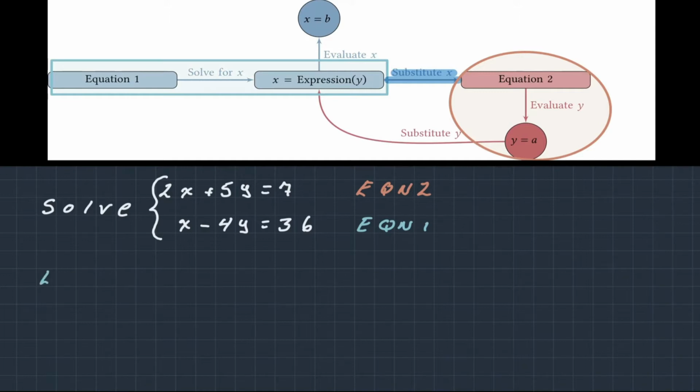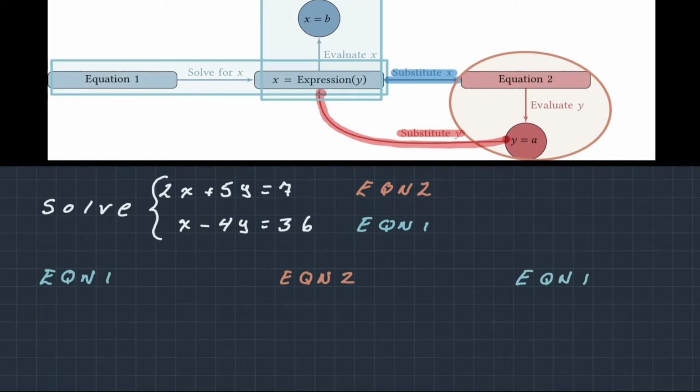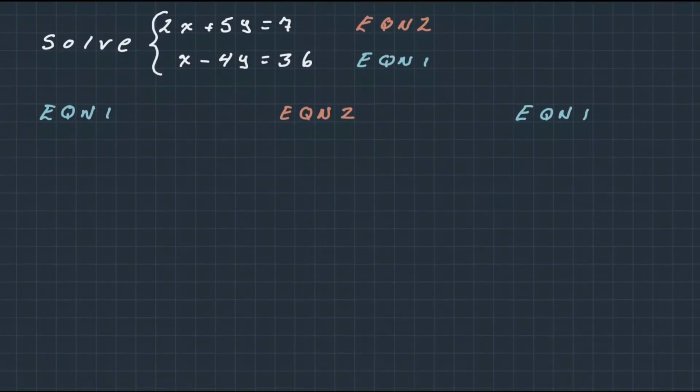Now, let's just review what we have. We have equation 1 that we're going to work with first. We're going to take that equation, solve it for x, and then take that expression, substitute it into equation 2, where we're going to actually get a value for y. And then we're going to substitute that y value back into equation 1, which will enable us to get a value for x. So the last step here is going to be back to equation 1. All right, let's get started.